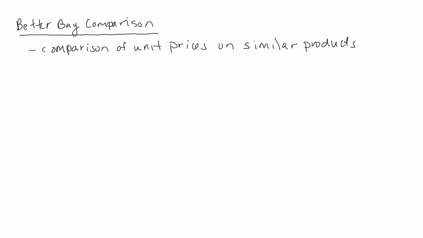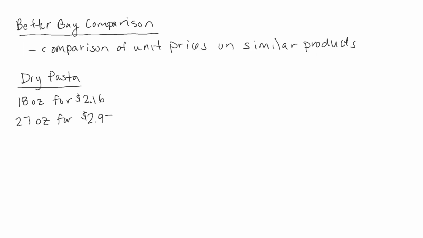All right, so let's look at an example, okay? Let's say we have dry pasta, so penne, rigatoni, spaghetti, whatever kind of dry pasta. The first dry pasta we look at is 18 ounces, and it costs $2.16. The second type of dry pasta is 27 ounces, and it costs $2.97.